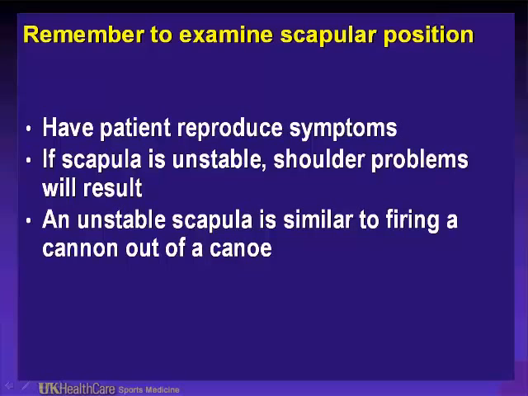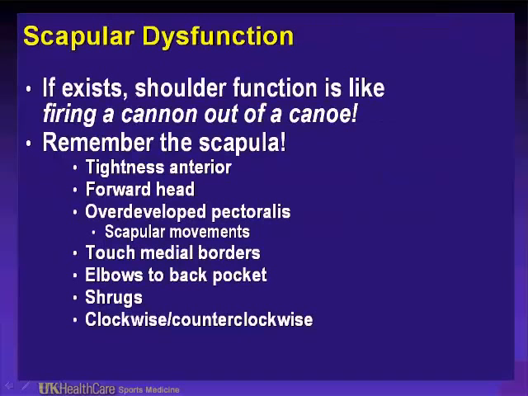It has been said that an unstable scapula is similar to firing a cannon out of a canoe. It's not going to be very effective, and if you're a thrower or a tennis athlete, if you have abnormal scapular mechanics, your shoulder will end up having some problems such as a labral tear, rotator cuff tear, or problems with instability. So remember the scapula.